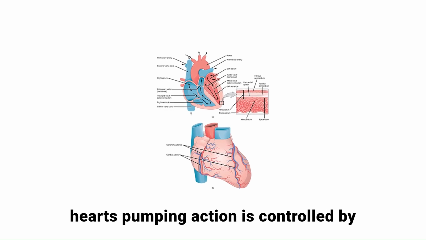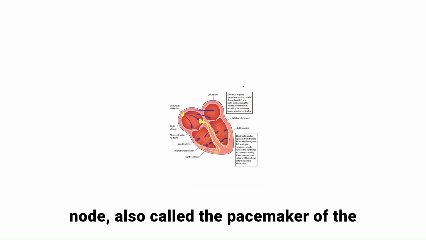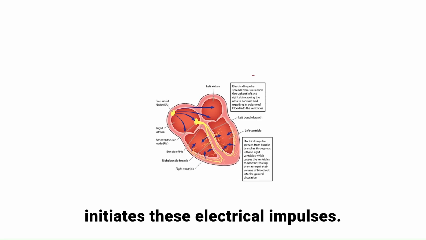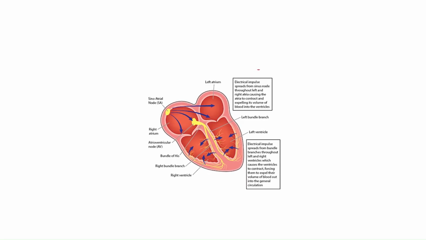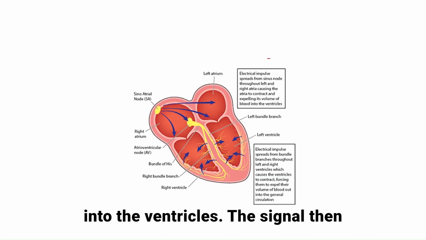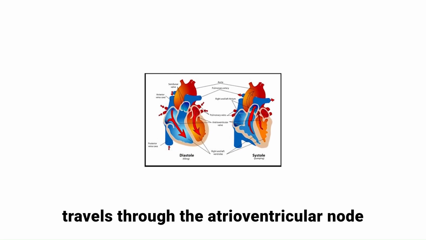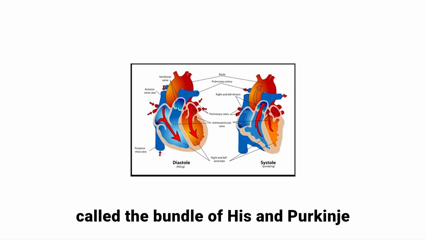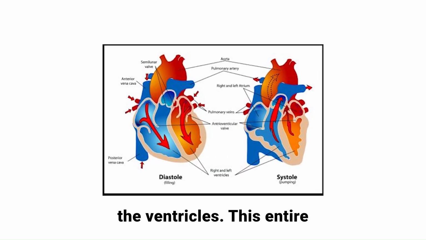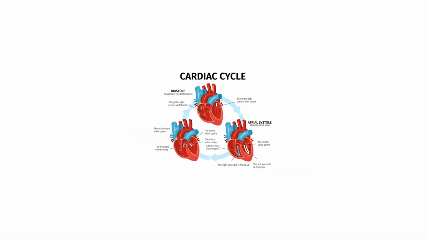The heart's pumping action is controlled by electrical signals. The sinoatrial node, also called the pacemaker of the heart, is located in the right atrium and initiates these electrical impulses. These signals spread through the atria, causing them to contract and push blood into the ventricles. The signal then travels through the atrioventricular node and down a specialized conduction pathway called the bundle of His and Purkinje fibers, resulting in the contraction of the ventricles. This entire process ensures a coordinated heartbeat.